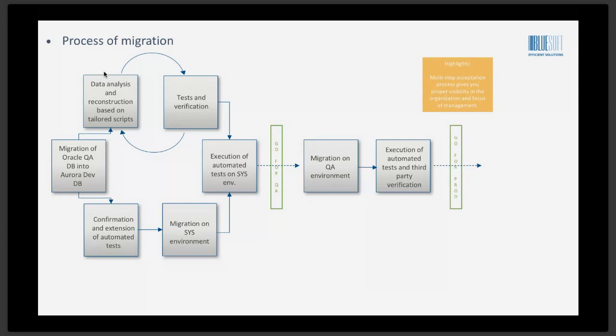Also, quite important highlight is that preparing this kind of a process, you should think about multi-step acceptation just to ensure that you've got proper visibility with an organization and you've got a proper focus of management. Because at the end of the day, when client is asking, just make sure that it's transparent for us and there's no process communication with an organization, sometimes something can happen. So it's really important for you as a vendor, as a partner, as a technology partner, to ensure that you've got a proper visibility with an organization.